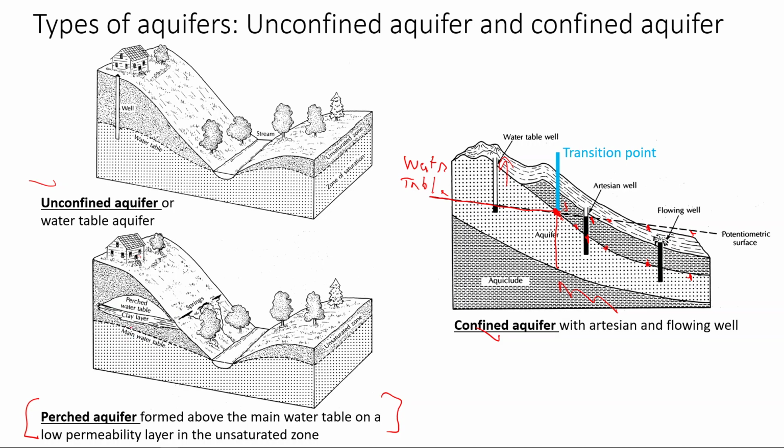You think that this one is still unconfined, because it is still directly connected to the land surface. So water will come through here, water will come through here. This is not a fully confining layer, and below this confining layer, this could be unsaturated. This could be capillary fringe here. So bear in mind that this is called a perched aquifer, formed above the main water table on a low permeability layer in the unsaturated zone.